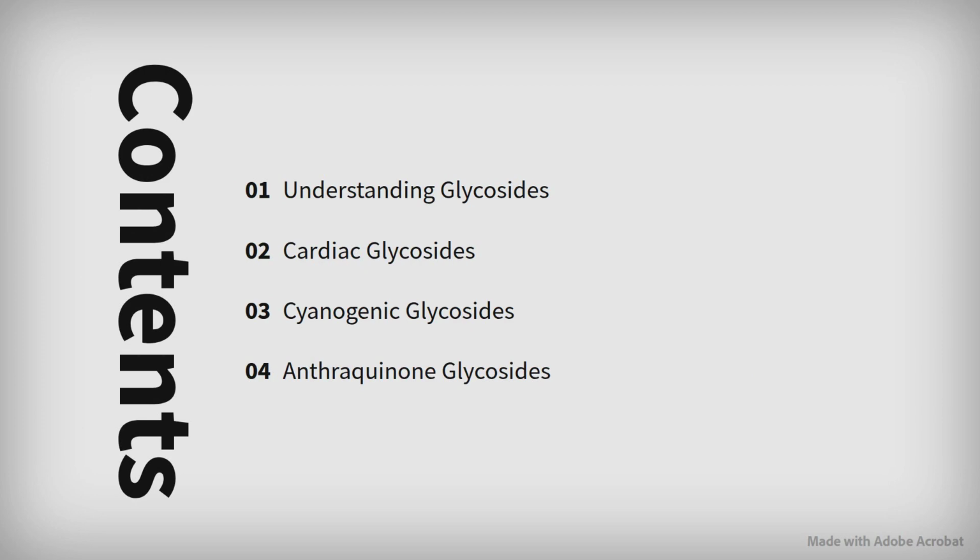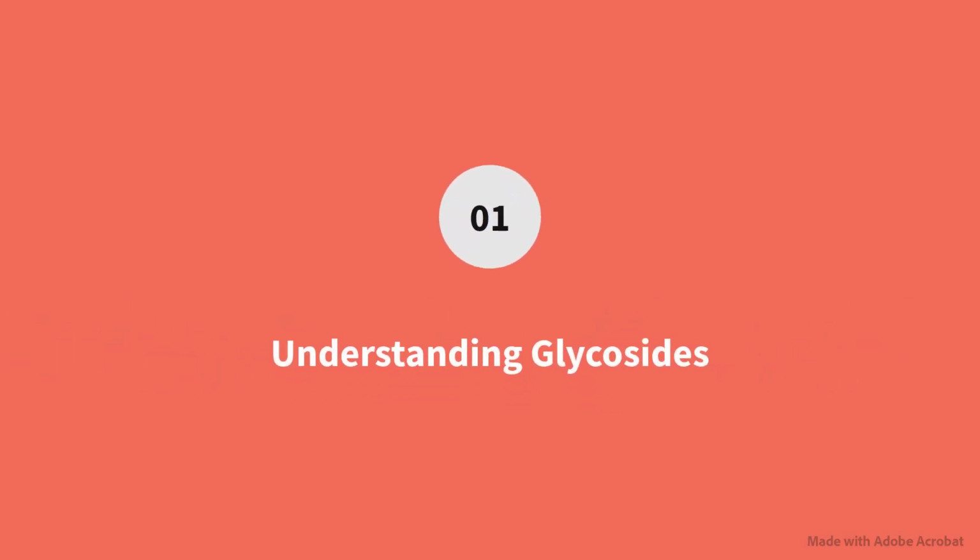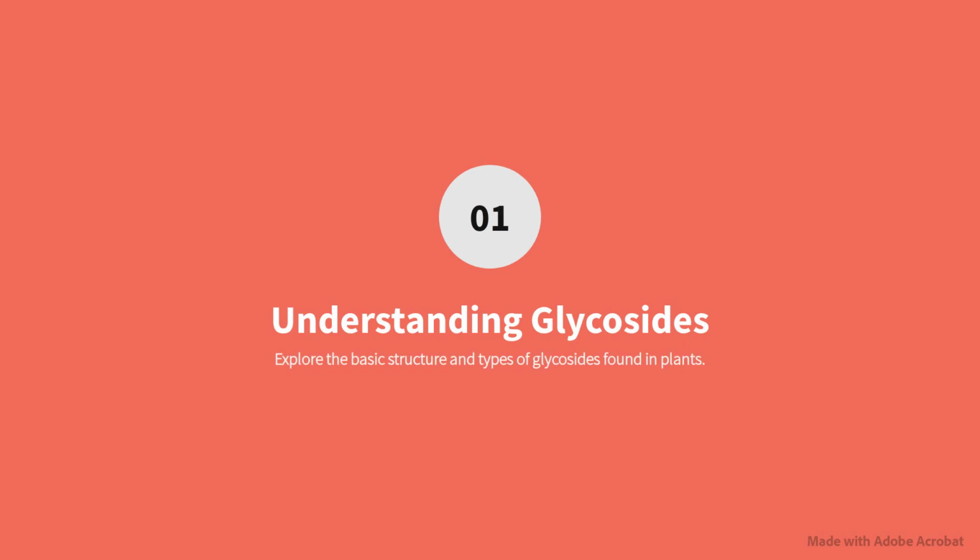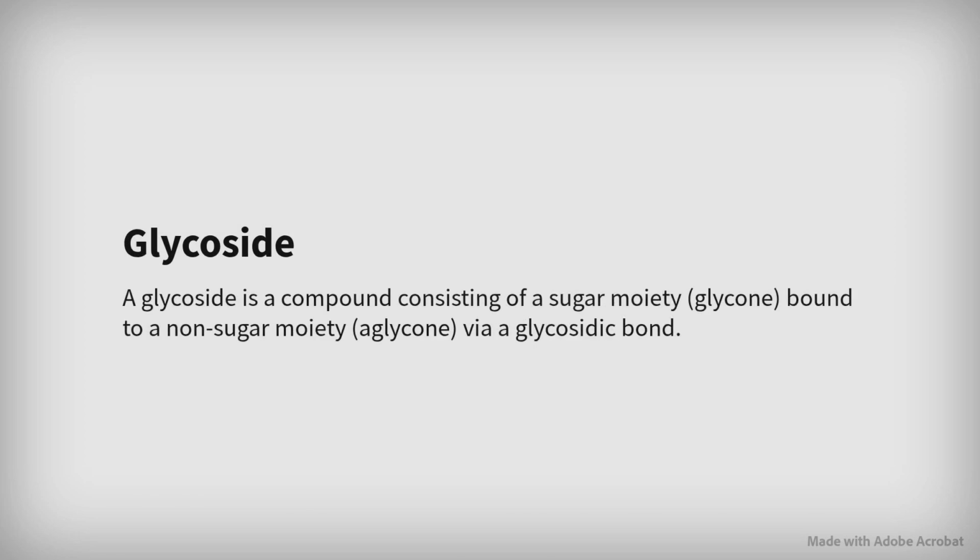We'll begin by understanding what glycosides are, then explore cardiac, cyanogenic, and anthraquinone glycosides in depth. Before we dive into specific glycoside groups, let's lay the foundation by understanding what glycosides are, their basic structure, and the variety found in the plant kingdom. To truly appreciate the role of glycosides in herbal pharmacology, we need to define what a glycoside is. A glycoside is a compound consisting of a sugar moiety, also called the glycone, bound to a non-sugar moiety, known as the aglycone, via a glycosidic bond.